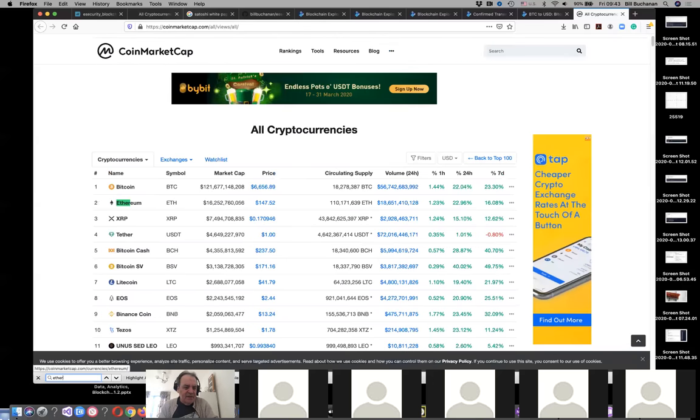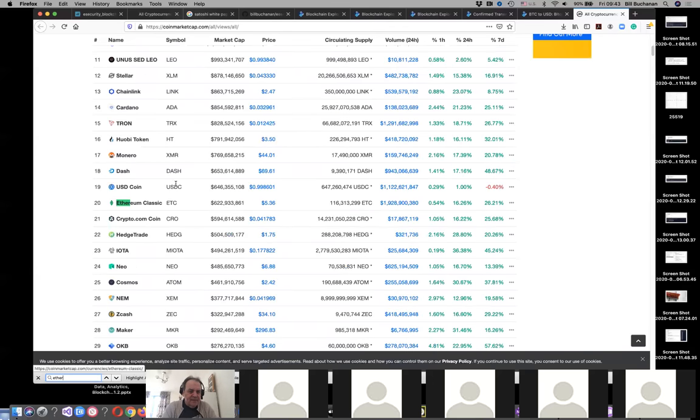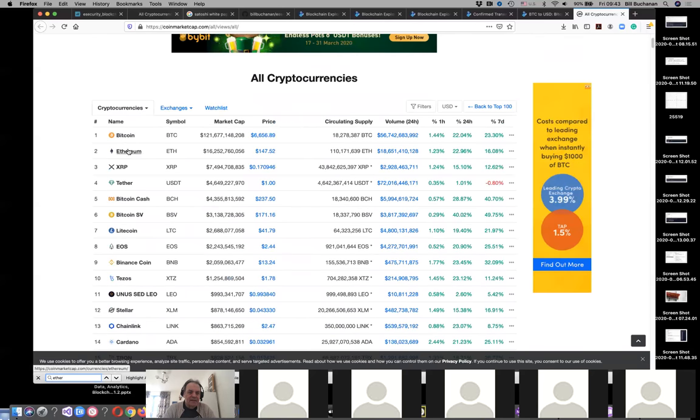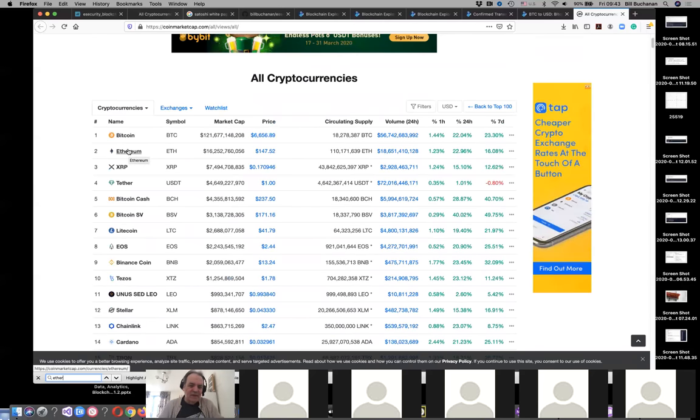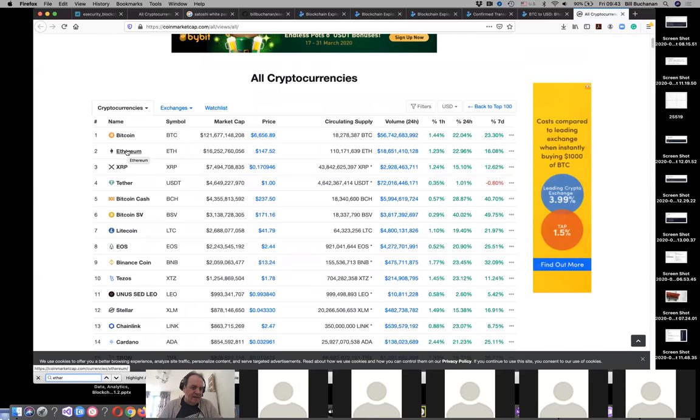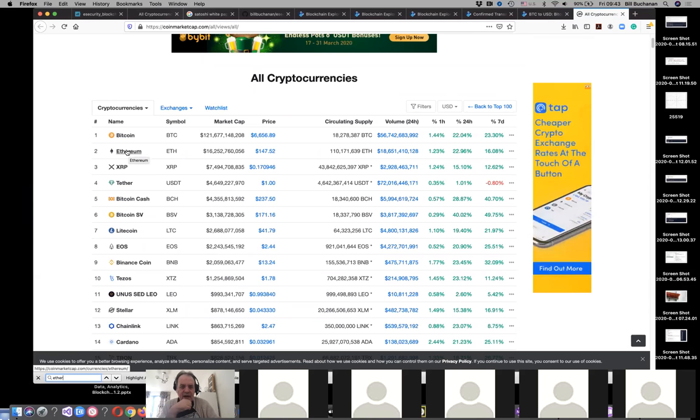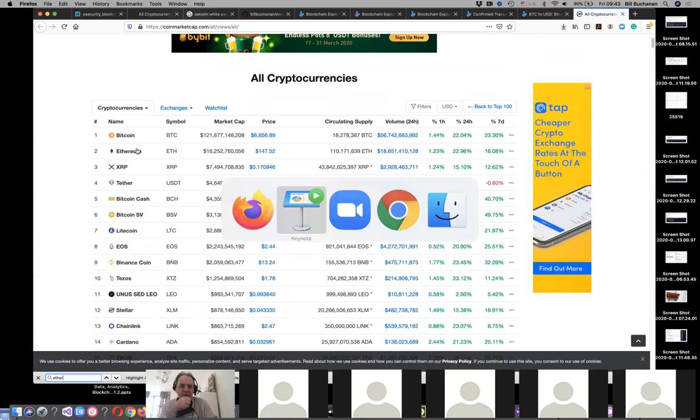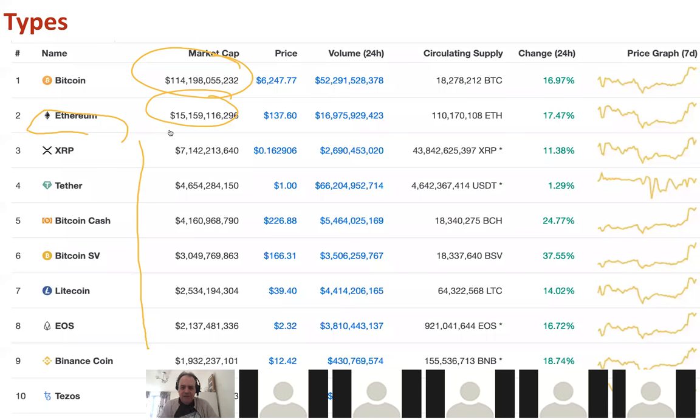One thing you'll find for Ethereum is there's Ethereum Classic and Ethereum. So it can be a bit confusing, and that was a hard fork of the cryptocurrency due to a hack on the Ethereum exchange.